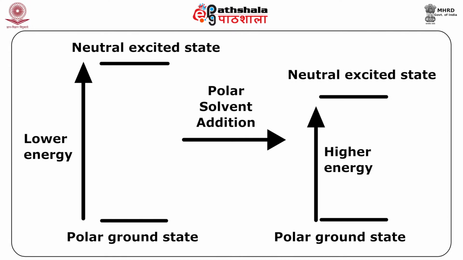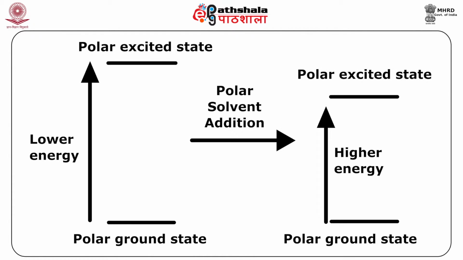In the second case, if the ground state is polar but the excited state is neutral, the polar solvent will align its dipole with the ground state. The highest interaction will take place and hence the energy of the ground state will be reduced. If the excited state is neutral, no change in the energy will occur, since like dissolves like, and the polar solvent won't be able to align its dipole with the neutral excited state. Overall energy gap will increase. It will take place because the ground state is lower in energy.